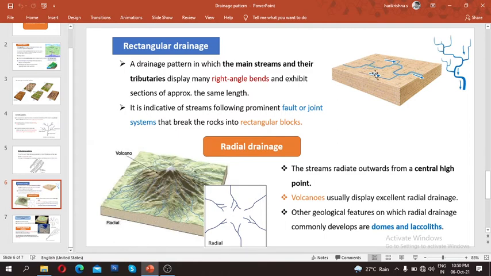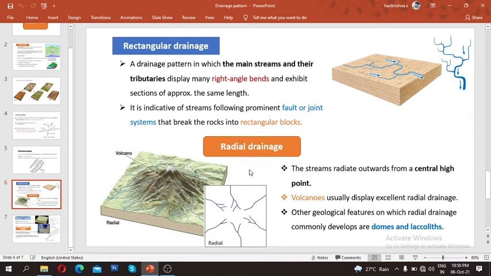Then it is indicative of streams following a prominent fault or joint. So as we have already said, if a fault or joint is present in a particular rectangular block of rock, this rectangular drainage pattern is observed. Yeah, that's all about the rectangular drainage pattern.